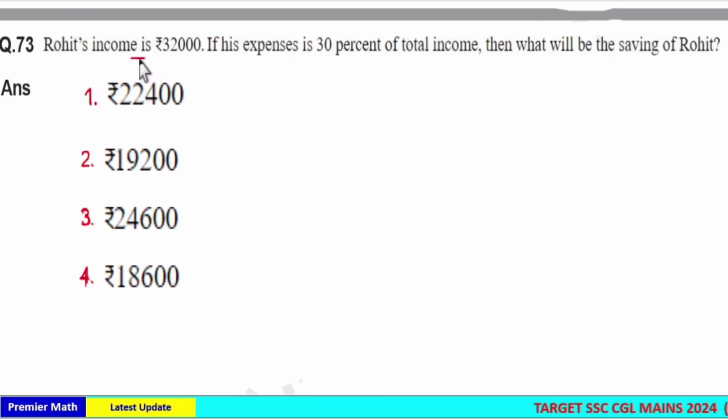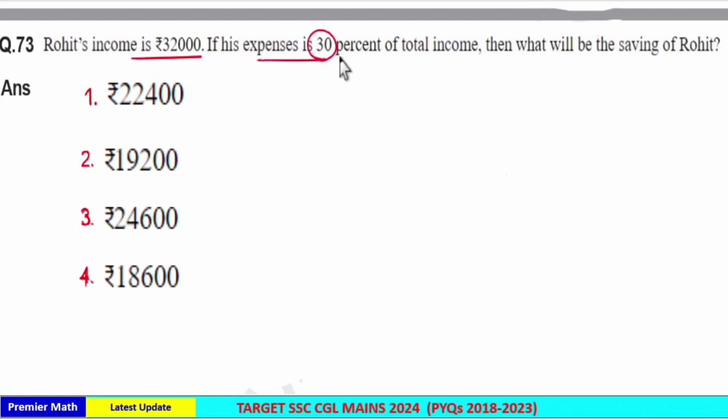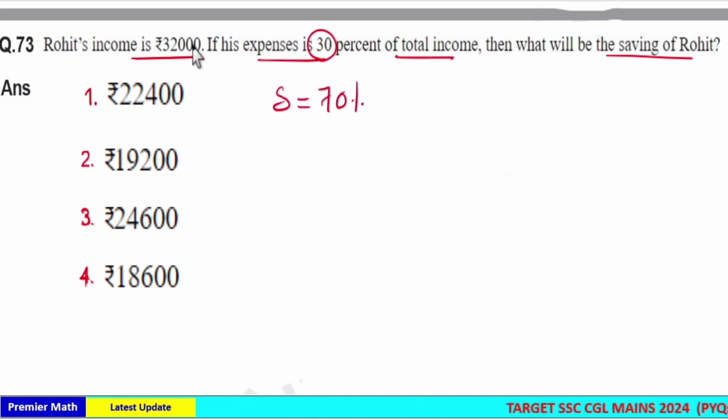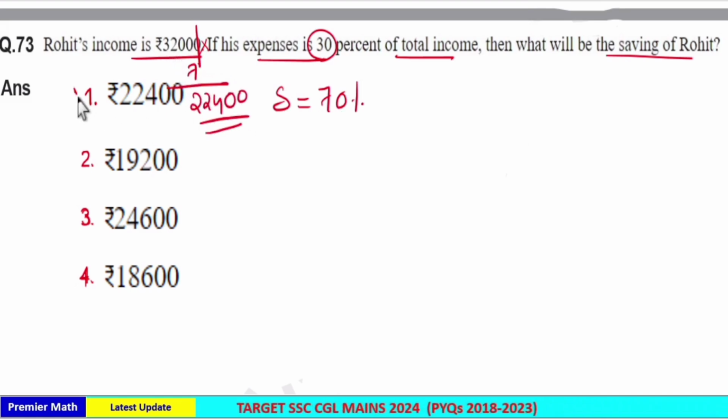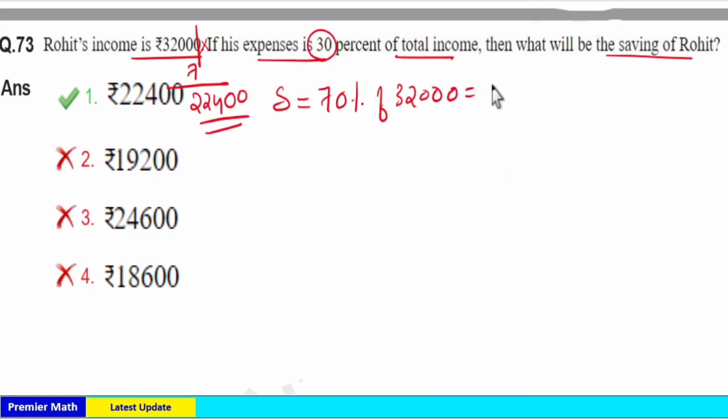Rohit's income is 32,000. If his expense is 30% of total income, then what will be the savings of Rohit? Here expense is 30% of income, means savings is 100 minus 30, 70% of income. Here 10% of 32,000 is 3200. Then 70% is 3200 into 7, which is equal to 7 into 32 is 210 plus 14, 224. So 22,400, option 1 is your answer. That is, 70% of 32,000 is equal to 22,400.